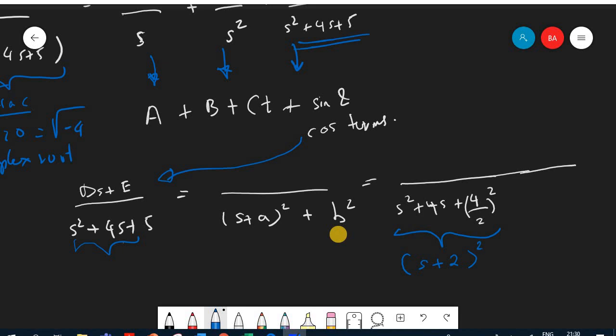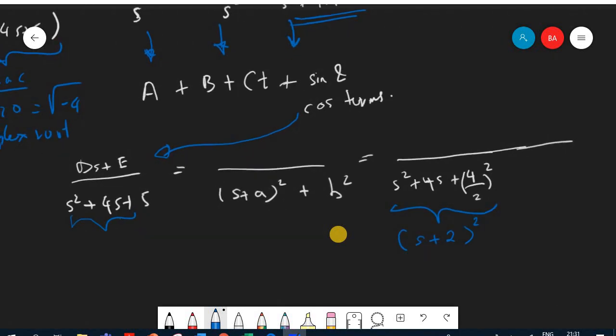Are you sure that it is like that? Yes. Let's check. s squared plus 2ab, 2 multiplied by s by 2, which is 4s, plus b squared, plus 2 squared. Okay, so that is correct. Beautiful. So we got the (s plus a) the whole thing squared.